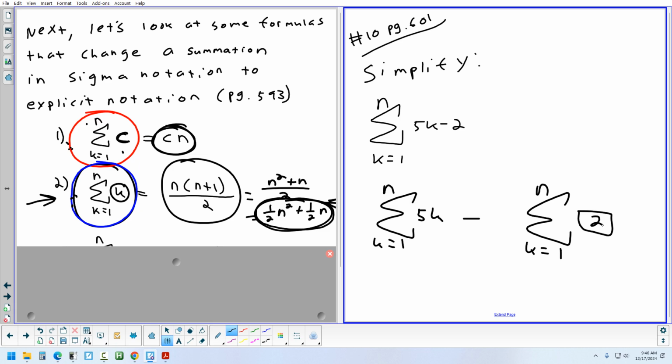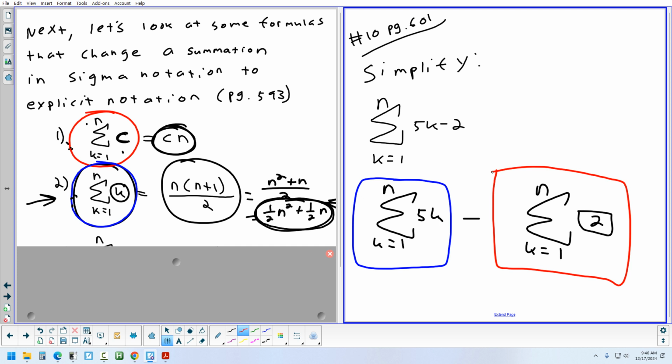Okay. Now, look at the one in blue and look at the one in red. Does either one of those match up with those rules? Yeah, the right one. We can simplify the right one. And what would it turn into? 2n. You're adding up the number 2 that many times. 2 plus 2 plus 2 plus 2. Okay, so we got that.